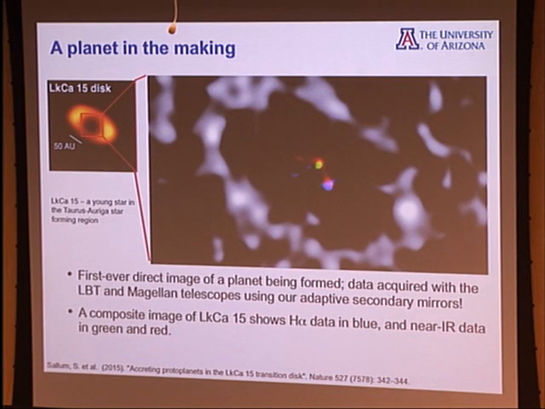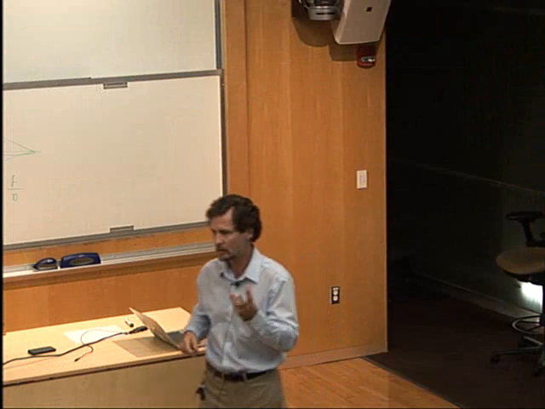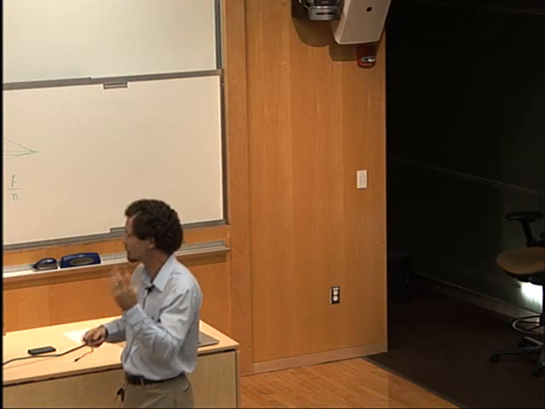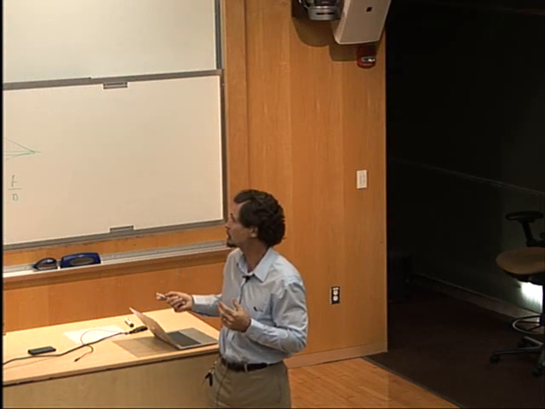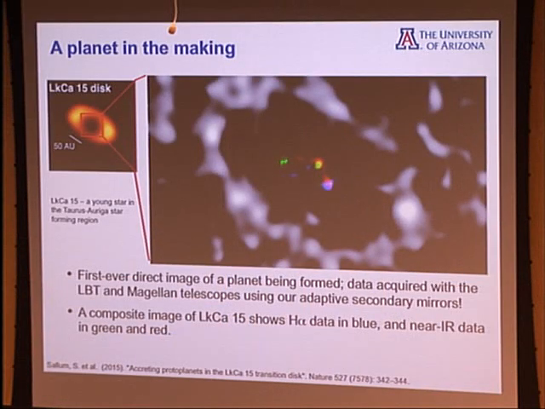And it was because of the resolving power of the AO systems that she used on 2 different telescopes, in fact, both of which we built here, that she was able to separate out the light from the planet itself from the light from the star, which is right there, and orders of magnitude brighter.